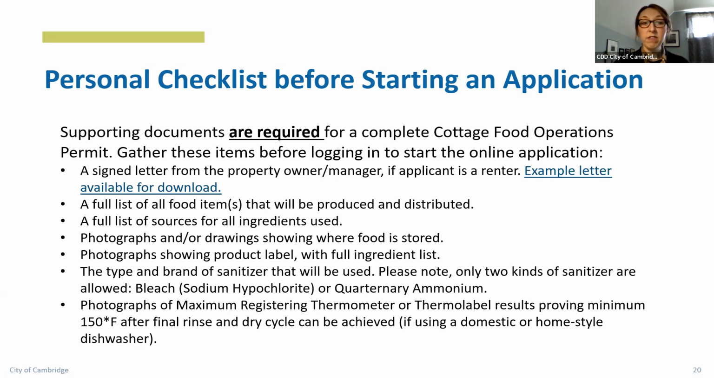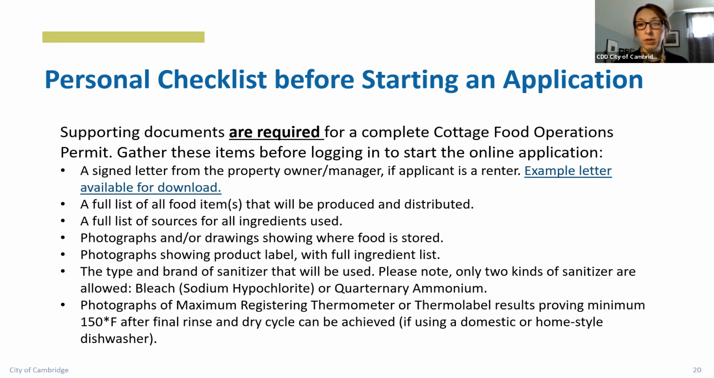You will also need to have a full list of all the food items that will be produced and distributed. You will need a full list of sources for all the ingredients that you will use. It's important to note that those items should be in a Word document form or in a PDF. Photographs and/or drawings that show where your food is stored are going to be important to gather ahead of time and have with you when you sit down to apply. Photographs that show the product label, including a full ingredient list, are required.